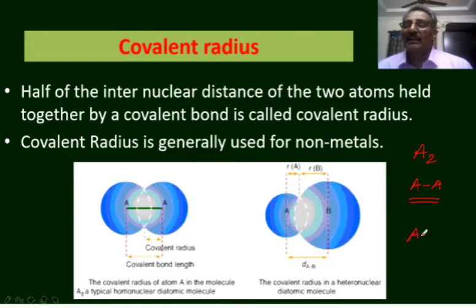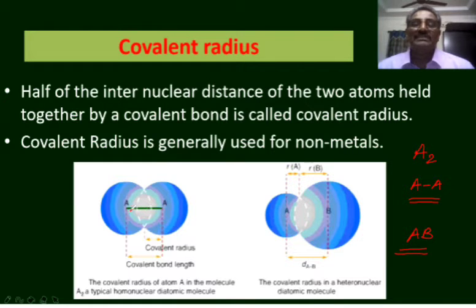If a molecule, a diatomic molecule, is made up of two different kind of elements known as A and B, that molecule is said to be heteronuclear diatomic molecule. The covalent radius is defined for homonuclear diatomic molecule like this. It is defined as half of the internuclear distance of two atoms held together by a covalent bond. This is a homonuclear diatomic molecule.